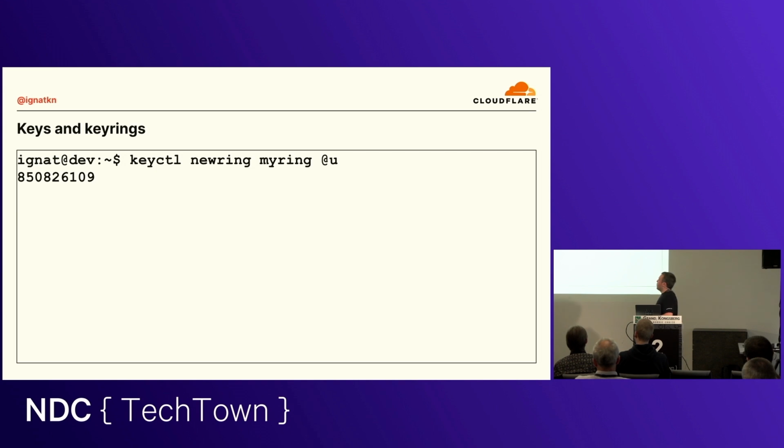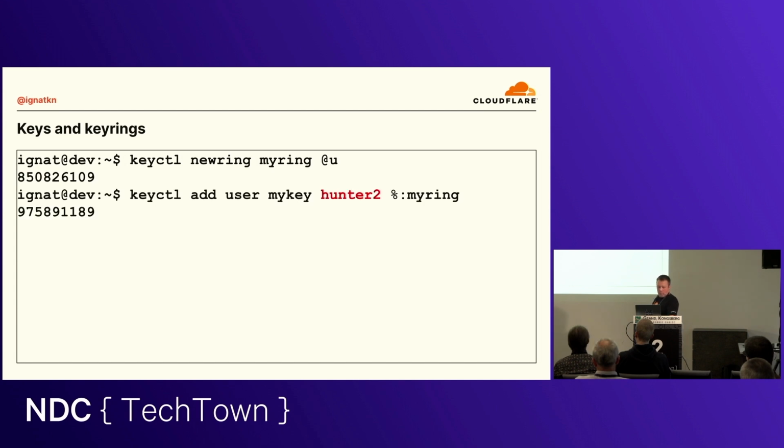So let's see a really basic example. I'm on my machine. I actually copy-pasted it from the real terminal, so consider this a demo. I can create a new keyring, call it my ring, and link it to my implicit user keyring. And then I can add a key there with some secret. So Hunter2 is my secret, and I can add it to my keyring.